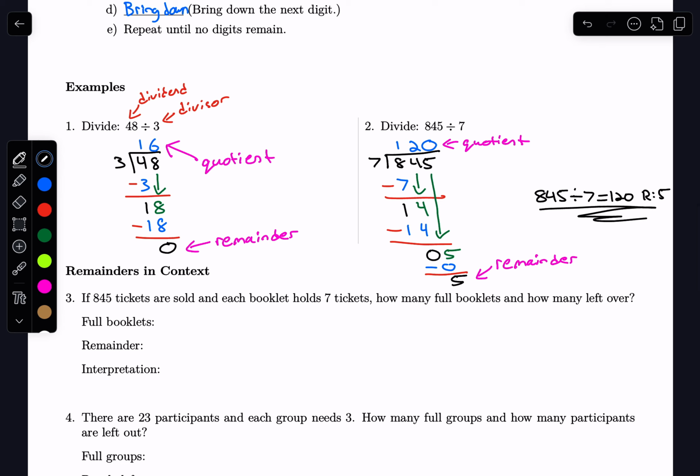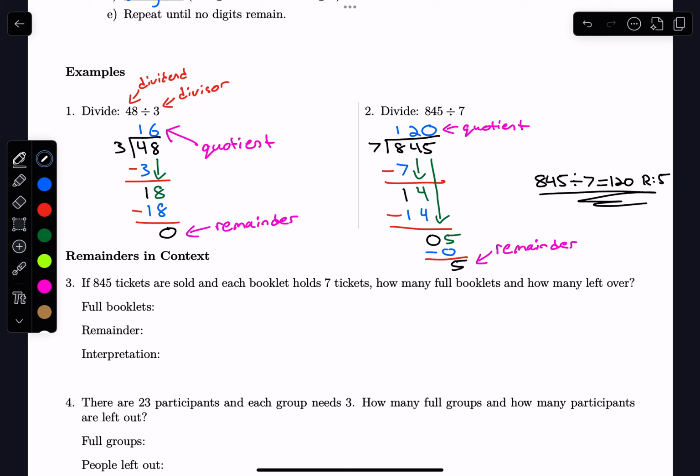It says if 845 tickets are sold and each booklet holds 7 tickets, how many full booklets and how many left over will we have? So notice it's the exact same numbers we just used. We already know that 845 divided by 7 is equal to 120 with a remainder of 5. So the number of full booklets that we can fill is the quotient, which in this case is the 120. The remainder is exactly what it sounds like. That's the 5 that we had left over.